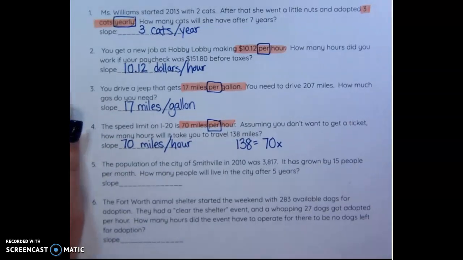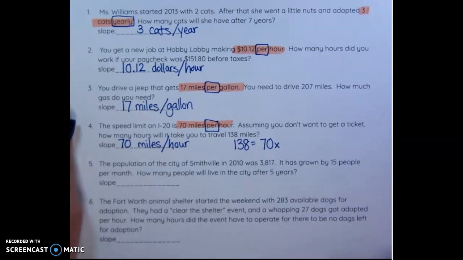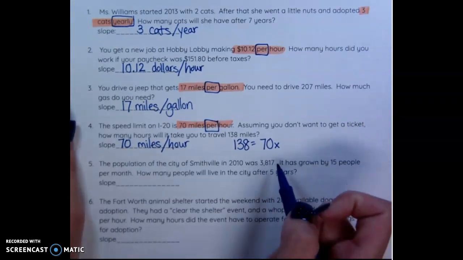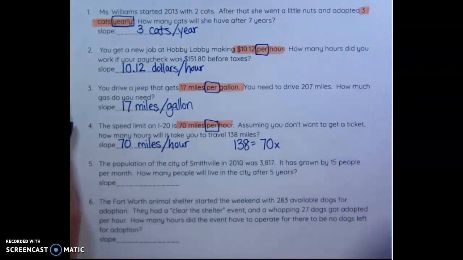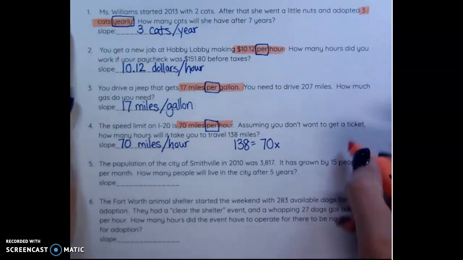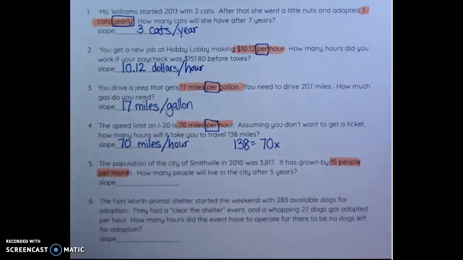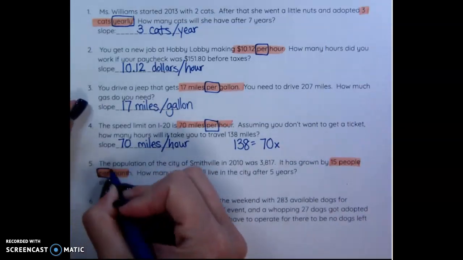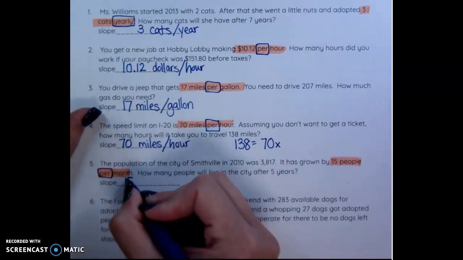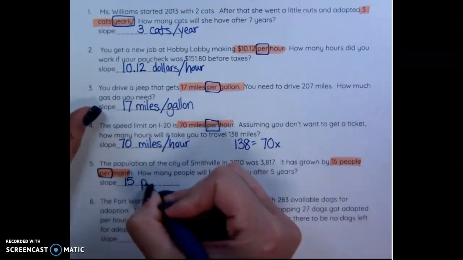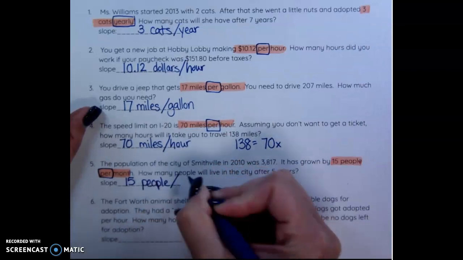The population of the city of Smithville in 2010 was 3,817. That is correct. I looked it up. That's a real place. It has grown by 15 people per month. That's not true. How many people live in the city after 5 years? So it grows by 15 people per month. There's my per, so 15 people per month.